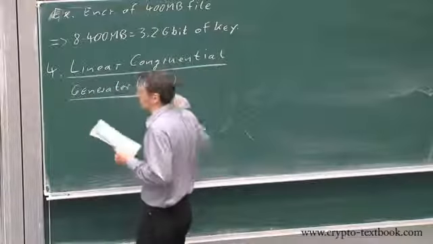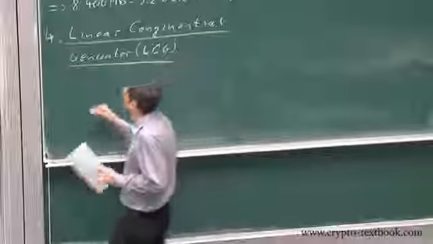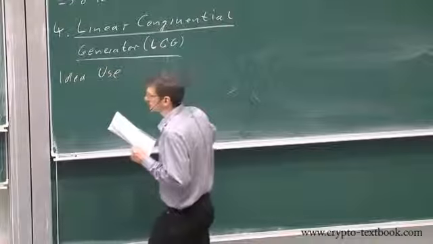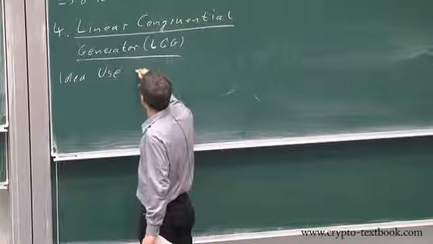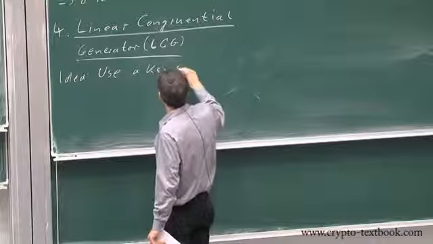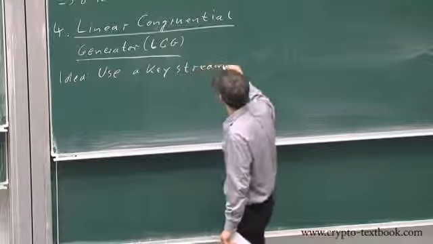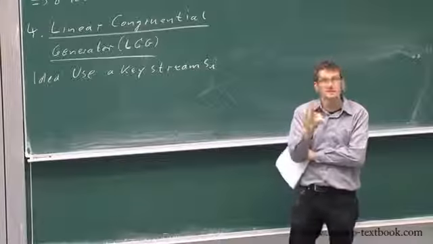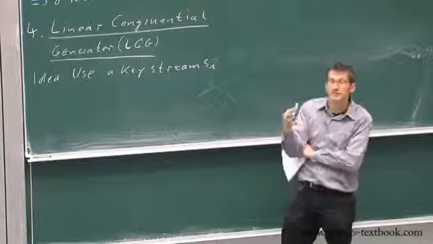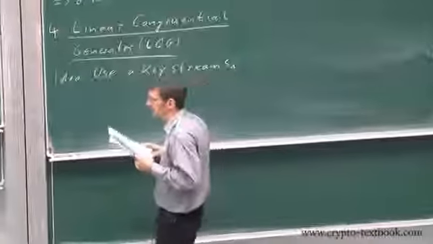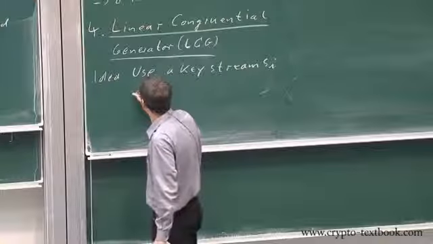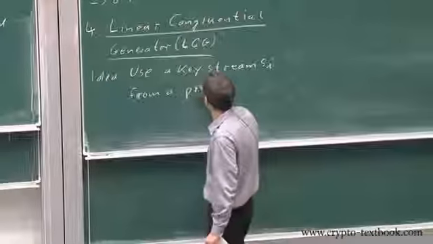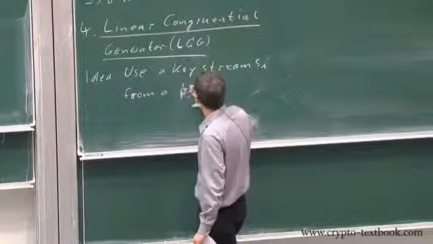Okay. The idea behind this: use a key stream S_i. Again, the whole lecture, everything we're doing here, is about how we get the S_i. So use a key stream S_i from a PRNG. Oh, that should be uppercase, sorry.